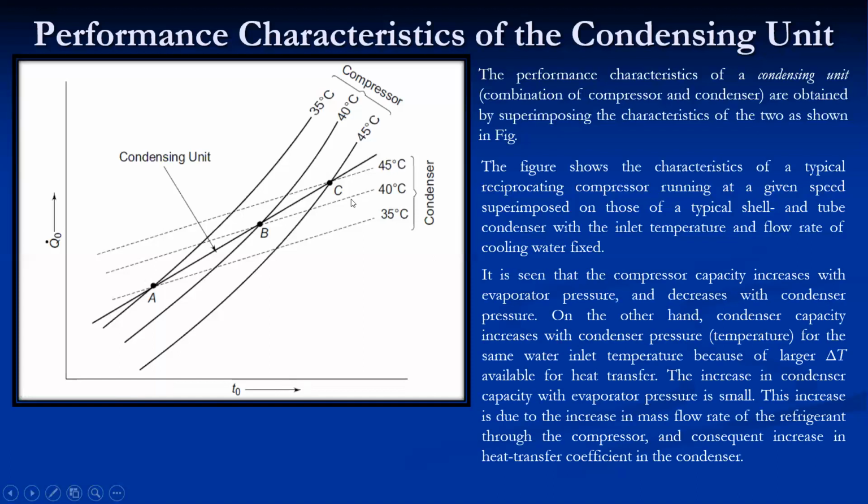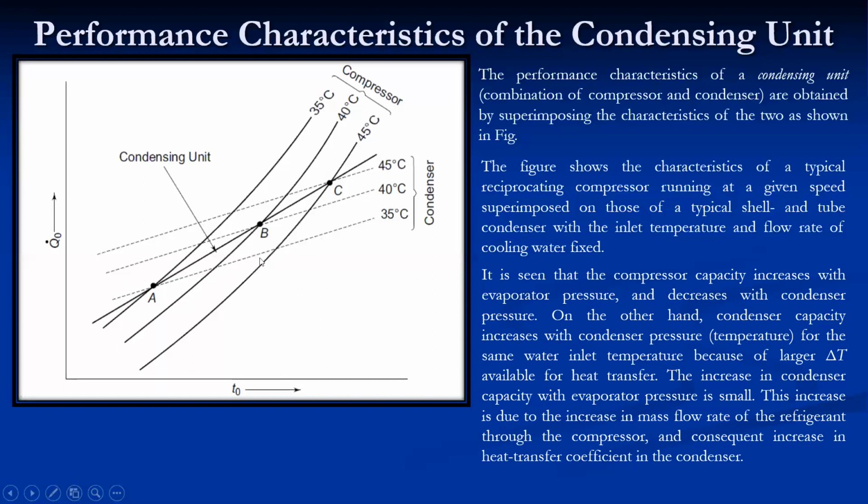On the other hand, we will also see how the condenser capacity varies with the evaporating and condensing temperature. First of all, we'll see how the condenser capacity varies with the evaporating temperature. Suppose we consider a 35 degrees Celsius condensing temperature. As the evaporating temperature increases, the condenser capacity, shown by the dotted line, increases gradually. There is a small increase of condenser capacity.